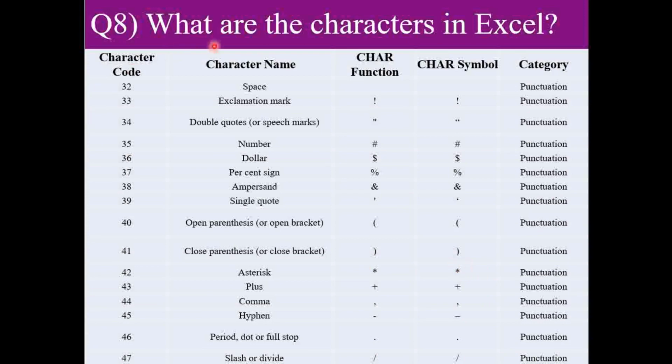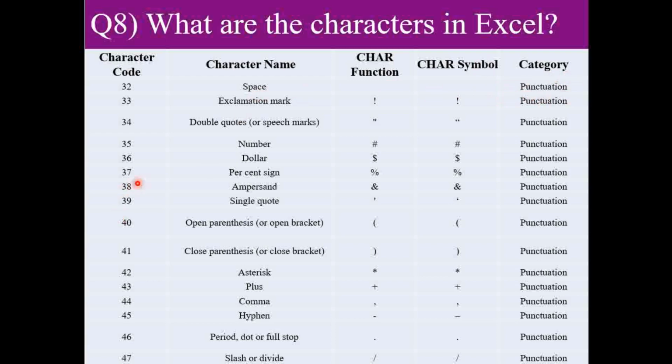Suppose you want to see what the characters are in Excel. You can observe the different codes mentioned in the first column, the name of the character in the second column, then the character function, the character symbol, and which category it belongs to. Suppose we use the character code 32 along with the character function. It represents the space, which means it will create a blank position, leaving one space in that particular function. That comes under the category of punctuation.